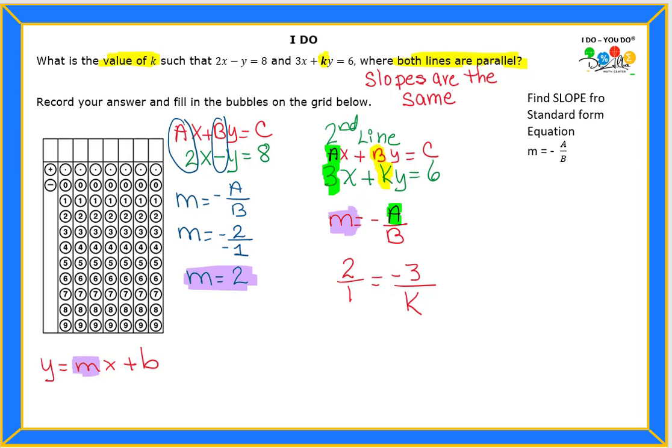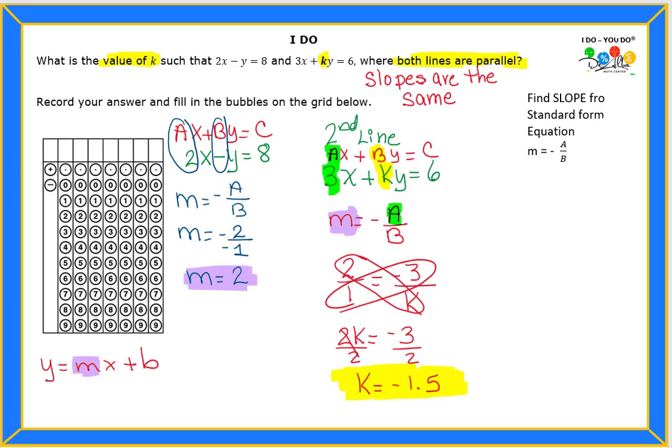I want k. Now, isn't this a proportion, guys? With proportions, you can always do cross multiplication. 2 times k is 2k, and 1 times negative 3 gives me negative 3. Since I want to find k, I need to divide by 2. 2 divided by 2 is 1, and negative 3 divided by 2 is negative 1.5. And this will be the value for k.